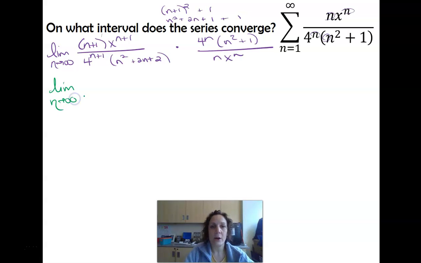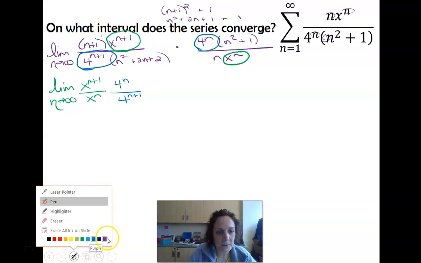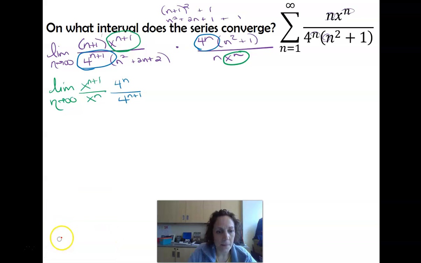All right, let's take our pieces and pair them up. I have an x to the n plus 1 here, and an x to the n here. I have a 4 to the n plus 1 and a 4 to the n. And last but not least, I have these polynomial pieces, all these n pieces, so I'm going to put them in one fraction together.